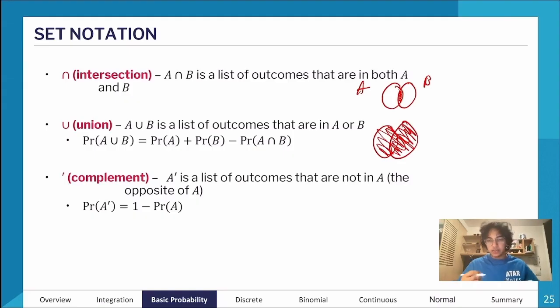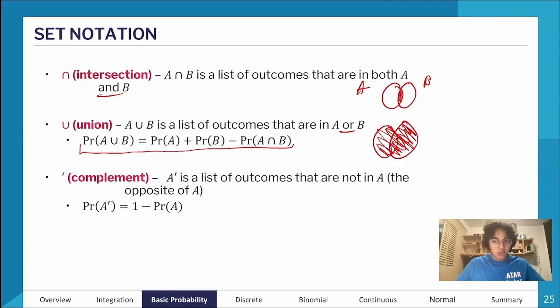So intersection, it's good to think about it as an and statement, whereas union is an or statement, right? It's one or the other in union, or it has to be both of them together in intersection. With union, we have this really nifty rule that you can use to calculate what this is.